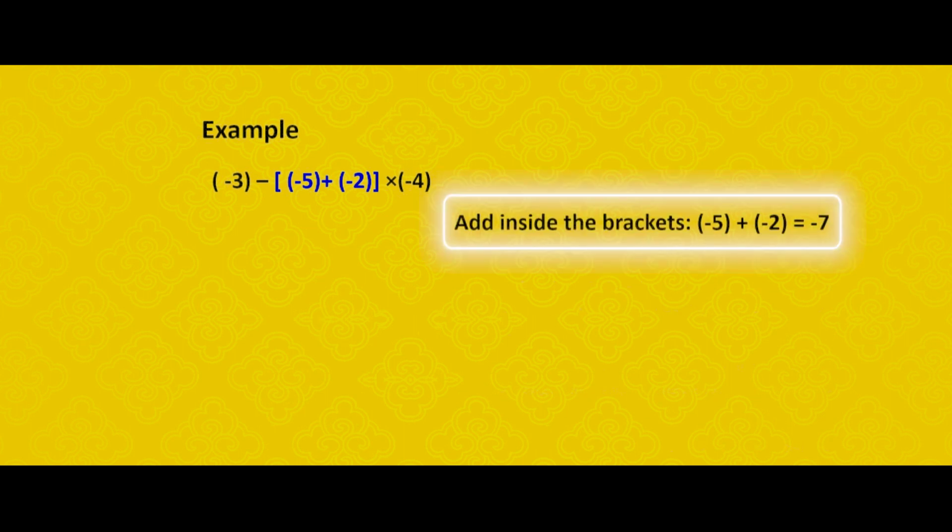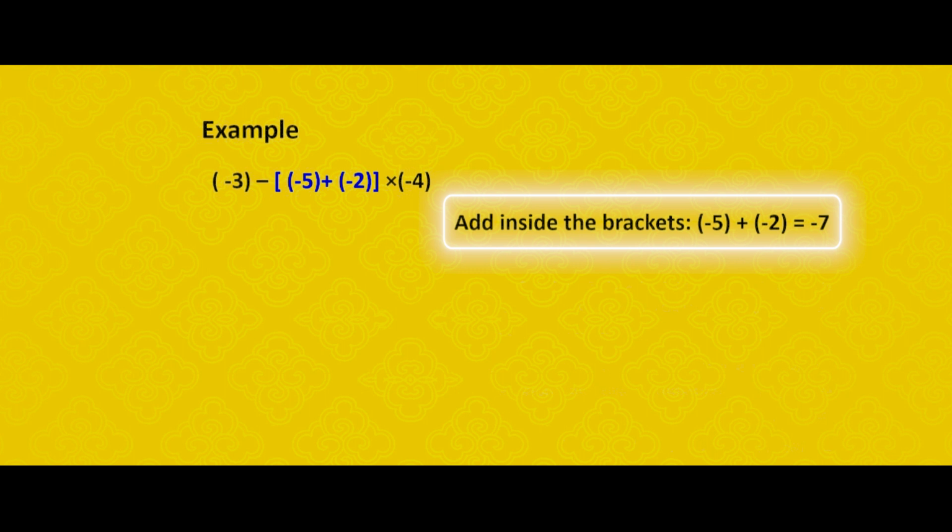Example: we will use the same expression which I have given in the beginning, that is negative 3 minus, now you can see the bracket here, negative 3 minus, then we have bracket, then negative 5 plus negative 2, then bracket close, times negative 4. Now we have to follow the first rule. As it says, if there are brackets, we have to calculate whatever is in the bracket. So as negative 5 plus negative 2 is in the bracket, we will calculate this one.